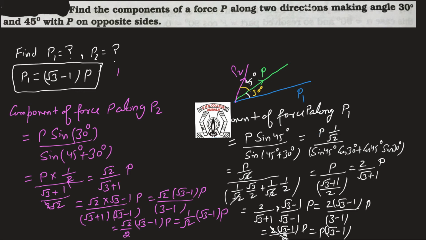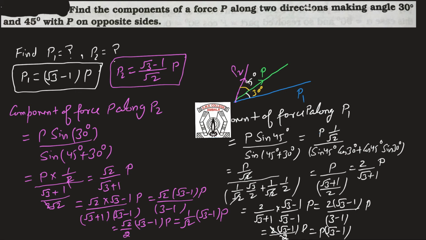So this implies that the second component P2 is equal to root 3 minus 1 by root 2 P, which was required to find. We were required to find the component of force along two directions making an angle 30 degree. The component along the direction making 30 degree is P1, which is this one, and 45 degree is P2, which is this one. So, this we were required to prove.